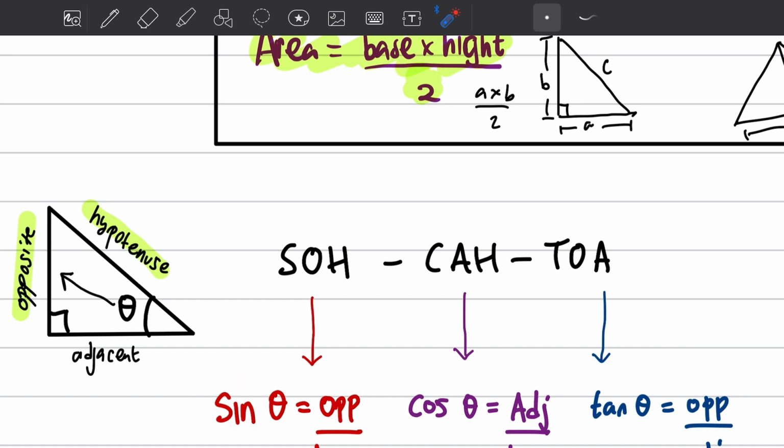The second one, we have CAH, which stands for cosine theta equals adjacent over hypotenuse. So you divide the side that is next to theta, which we call adjacent, by the hypotenuse, and you will get cosine theta. And the last one, when you divide opposite by adjacent, you will get tangent theta. By knowing this, you can solve problems more easily later.